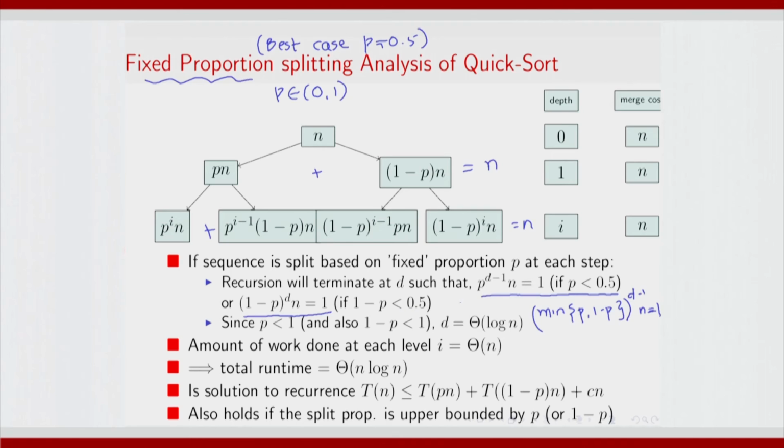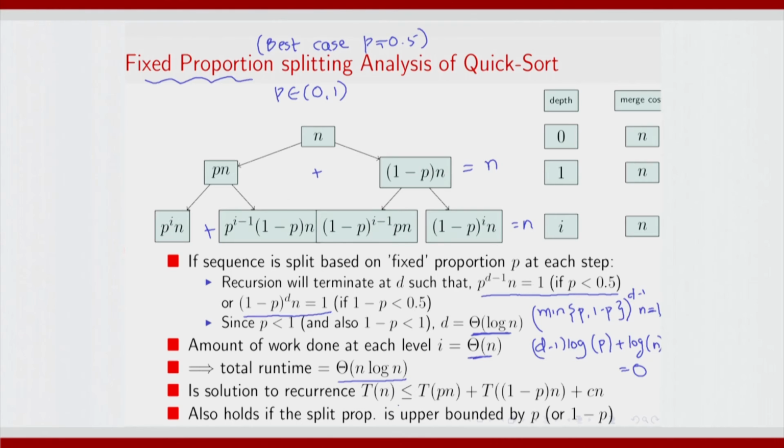What does this mean? Well, if you take logs, you will find that d minus 1 times log of either p or 1 minus p, let us take the p case, plus log of n equals 0. So you can easily determine that d must be of the order of log of n. So the amount of work done at each level is basically theta n, and we need to do this for theta log n steps. So the total amount of time required is theta n log n.